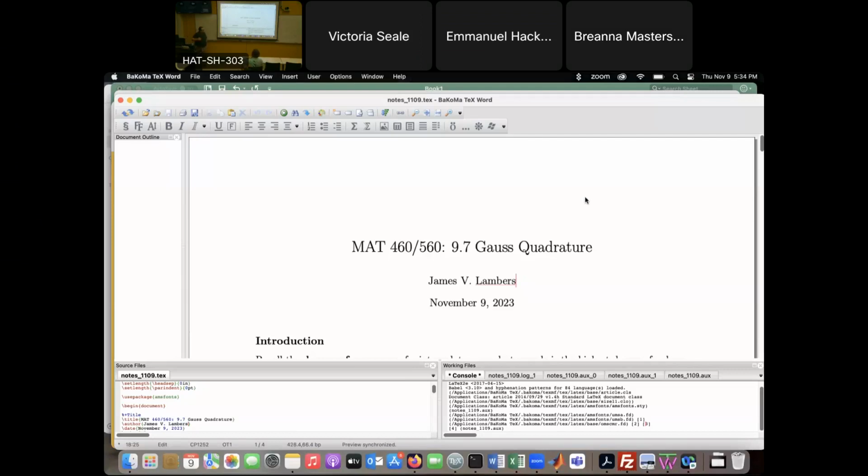Okay, well, today's the last day of numerical integration, and it's really one of my favorite topics of the whole semester. This one also plays a role in my reading, plus I just think it's cool stuff. Okay, Gauss Quadrature.